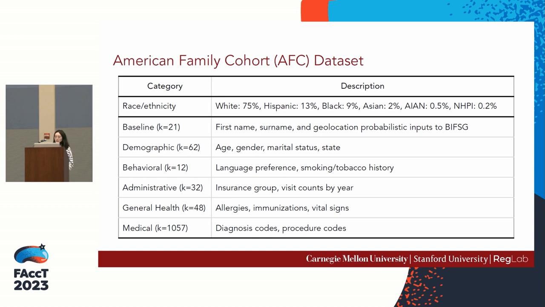So here you can see all the features that we derived. We have over 1,200 features, and we rank them by the accessibility to researchers. So in the baseline features, we have the name and geographic locations, and then we have demographic, behavioral, administrative, general health, and medical information. We know that in practice, most of the time, it's actually very difficult to have access to first name and last name and geographic locations. So in our appendix, we also discuss what happens when you have an anonymized data set.